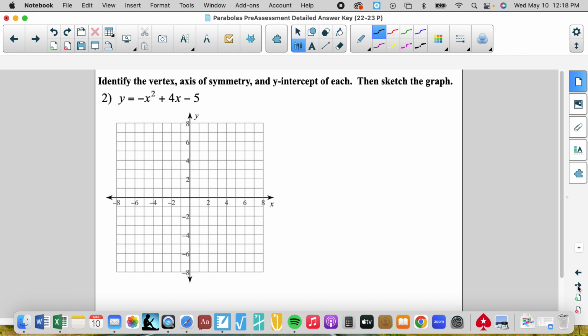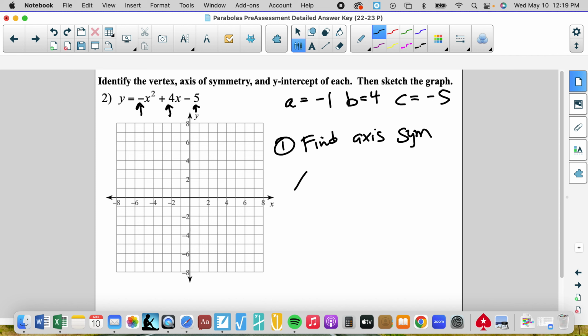We're going to roll through these next 3. So the first thing I want to do is find my A, B, and C. My A is going to be the coefficient of x squared. This time it's a negative sign, so that represents negative 1. My B is the coefficient of x, which is 4. And my C is going to be the constant, which is negative 5. Let's find the axis of symmetry.